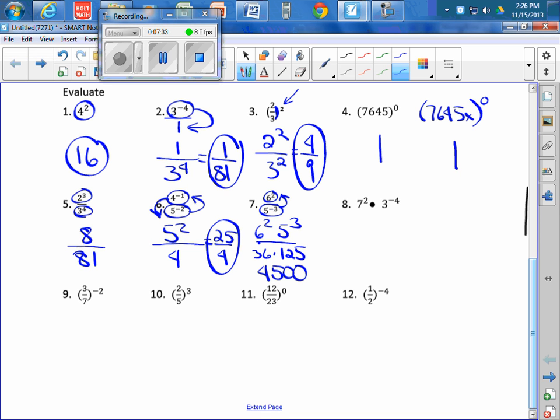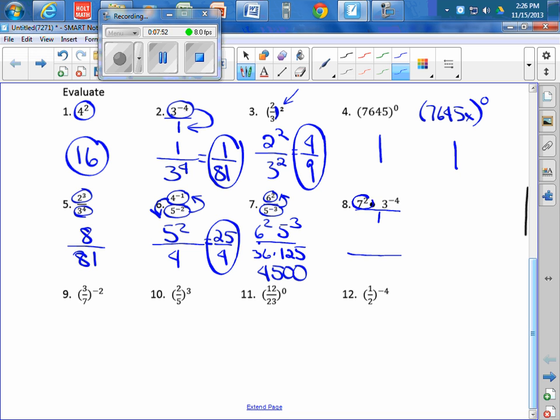Seven squared times 3 to the negative 4. This is over 1. There's already a fraction built in. Anything by itself would just be over 1. I need a fraction bar because I have a negative exponent. Anytime you have a negative exponent, fraction bar.